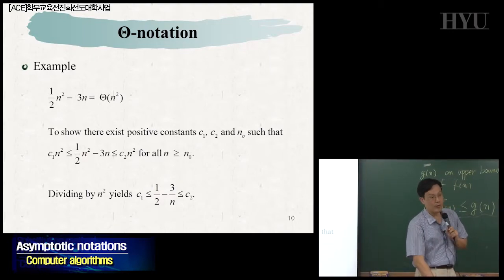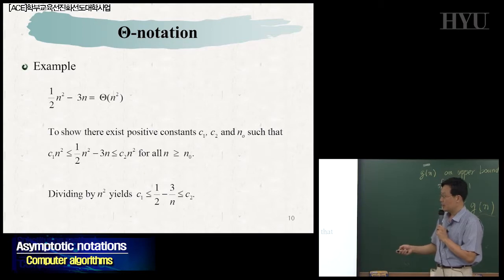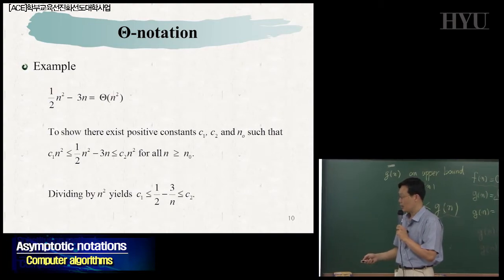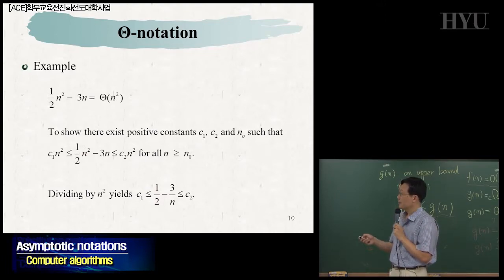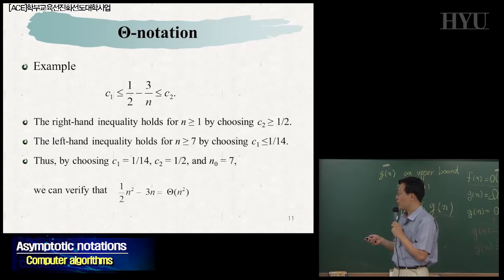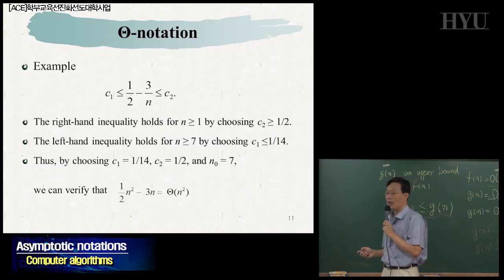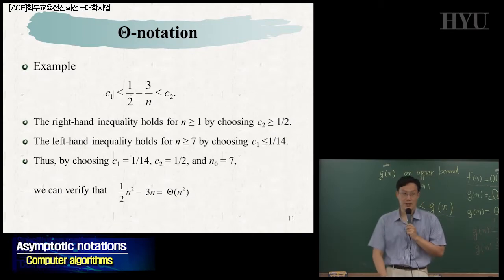Then we first divide all terms by N squared. Then we get this simple form. This is not difficult. From this simple form, we can find C1 is smaller than or equal to 1/14, and C2 is at least a half, when N0 is 7.